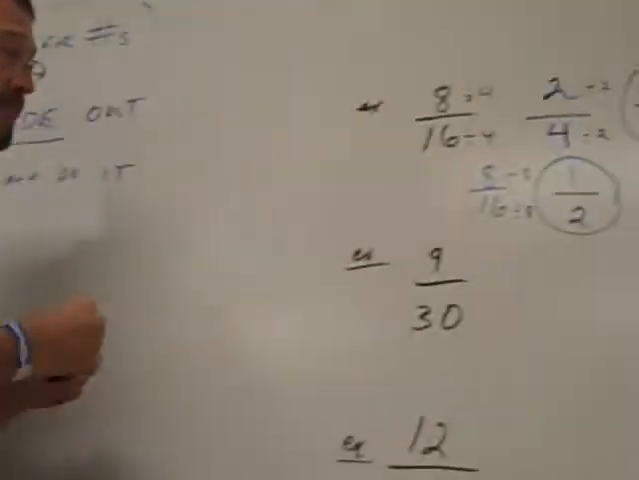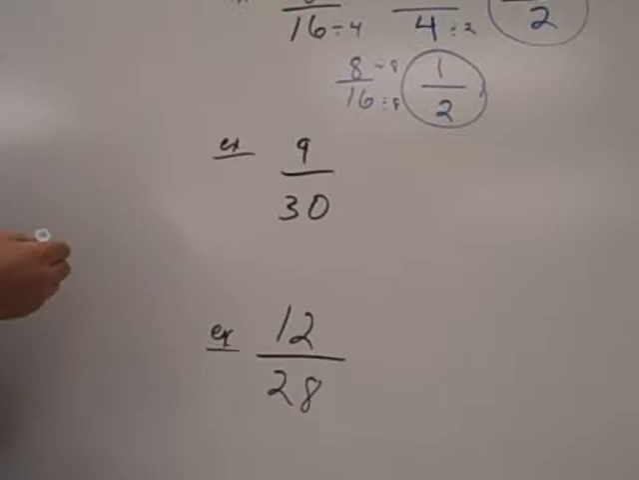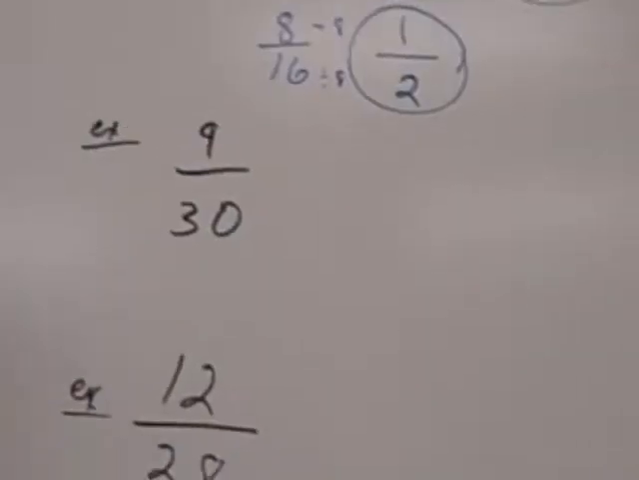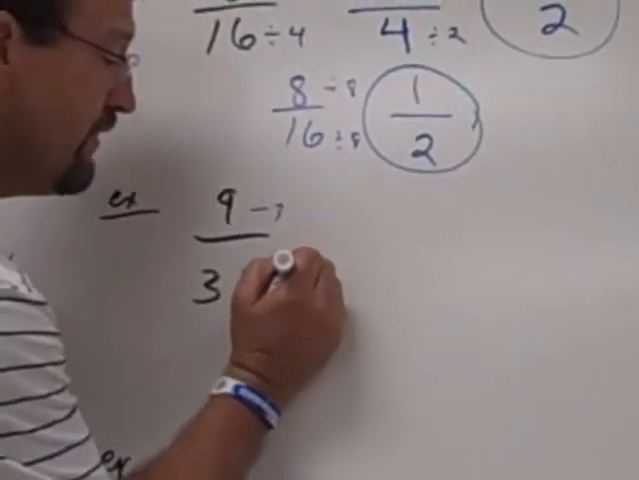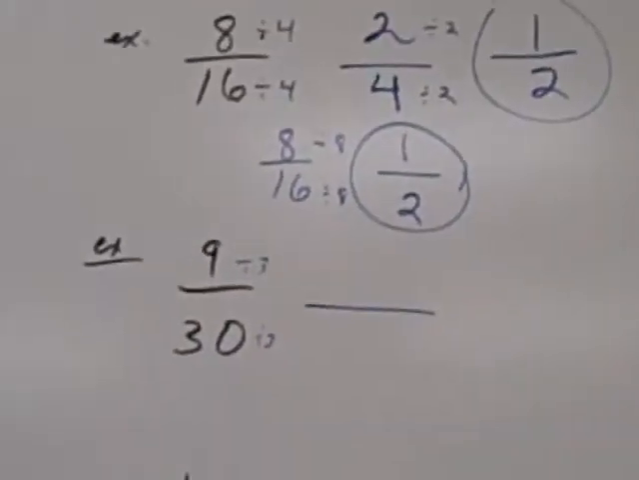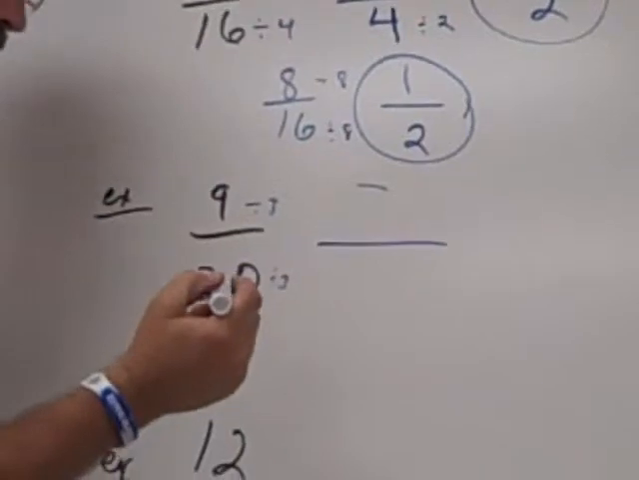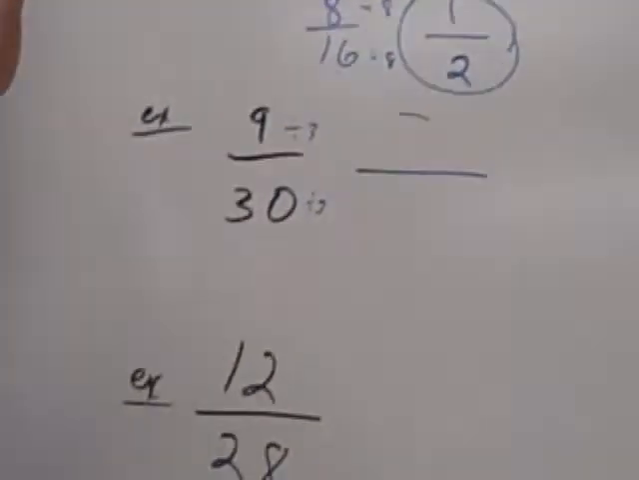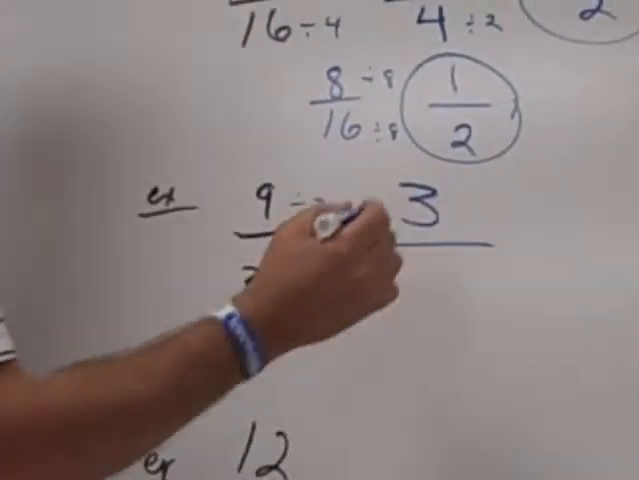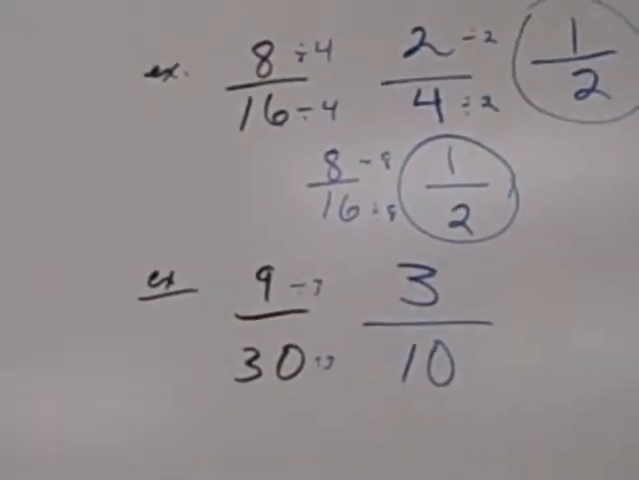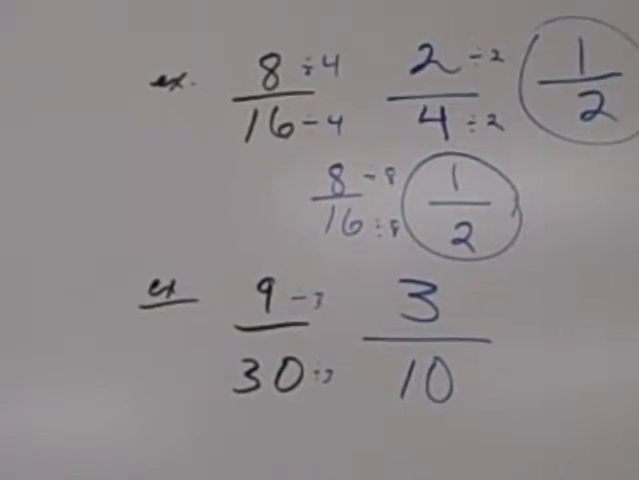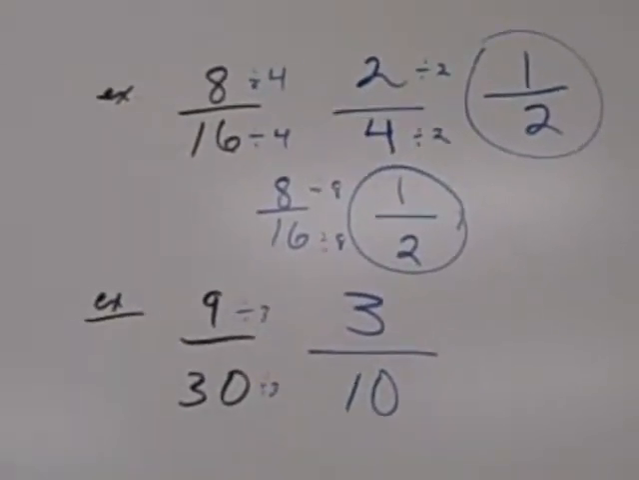All right, what will divide out of a 9 and a 30? 3. All right, let's see. Divide by 3. Divide by 3. What's 9 divided by 3? 3. 30 divided by 3? 10. What will divide out of a 3 and a 10? Nothing.